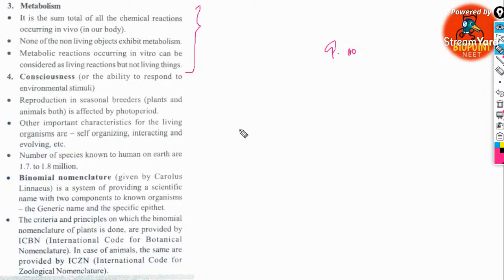Okay, fine. So let's move on to the next topic. That is reproduction in seasonal breeders, that is plants and animals, both are affected by photoperiod. Okay, moving on to the important topics. Other important characteristics are self-organizing, interacting, and self-evolving.